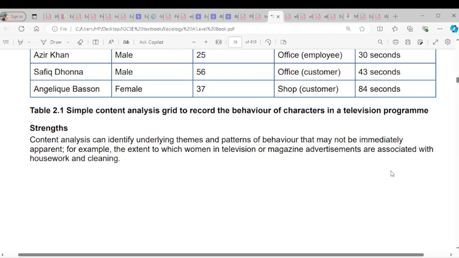So what are the strengths of content analysis? Content analysis can identify underlying themes and patterns of behavior that may not be immediately apparent. For example, the extent to which women in television or magazine advertisements are associated with housework and cleaning. Because it's content analysis, it allows you to understand some behavior that if you alone wanted to find out, you might not be able to get them. So the researcher has done their own research and has come up with different information based on things he or she has seen in the videos, in images, in notes. So it reduces your own stress finding those answers. So the researcher has done that for you.